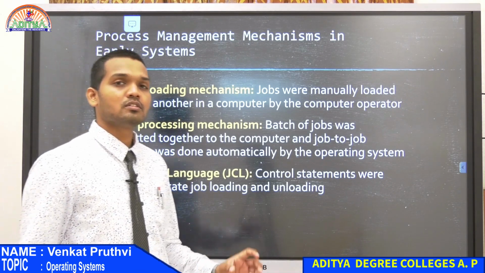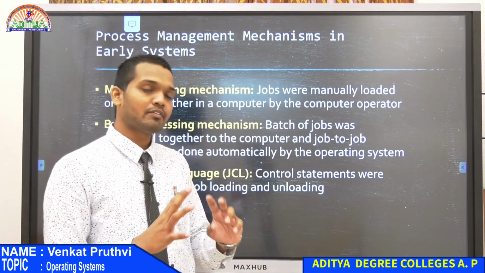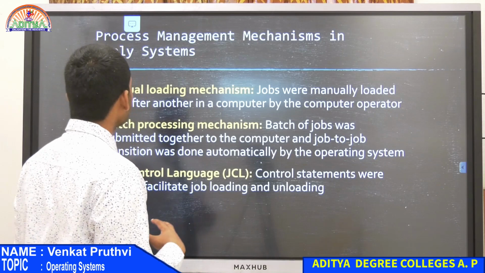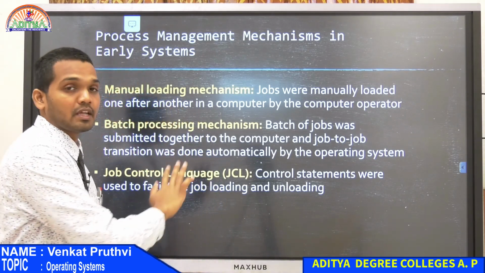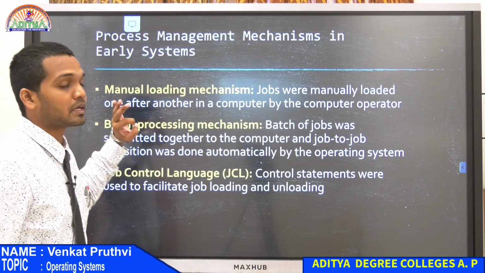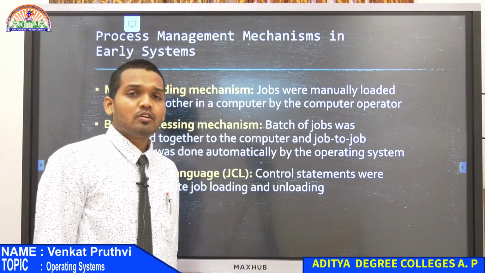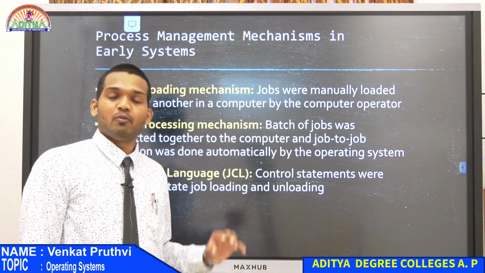Once you understood this concept and once you have an overall idea of what is happening over there, the next thing we have to understand is process management mechanisms. What are these process management mechanisms?